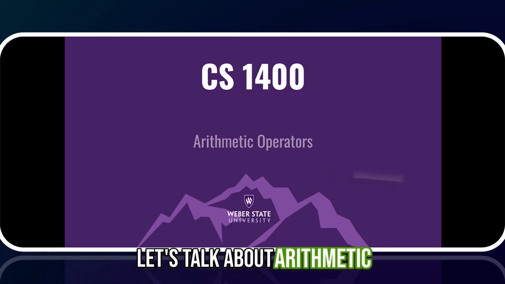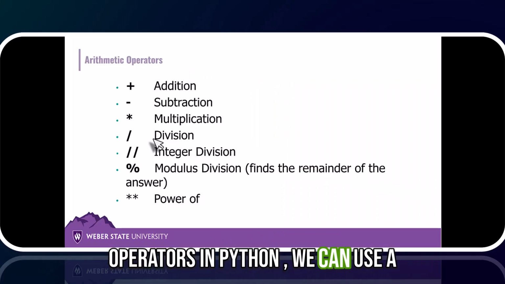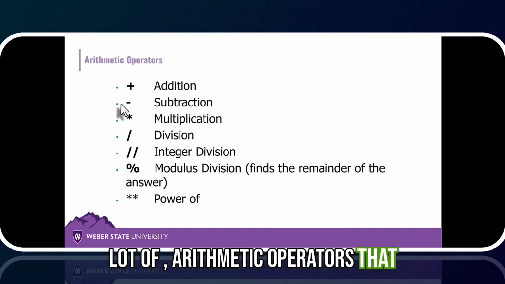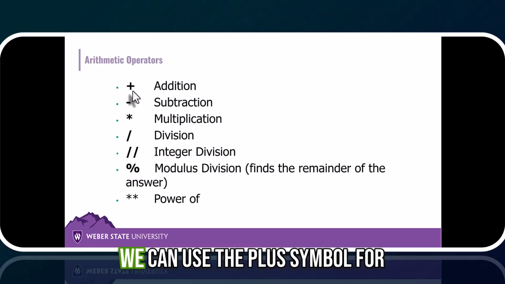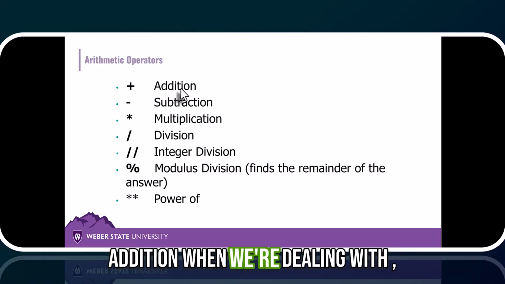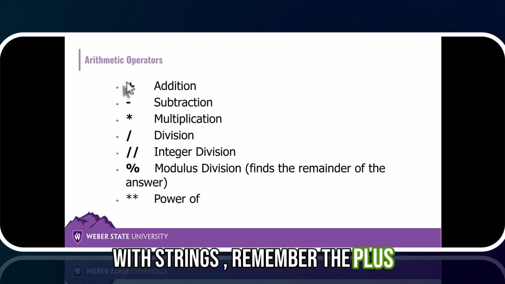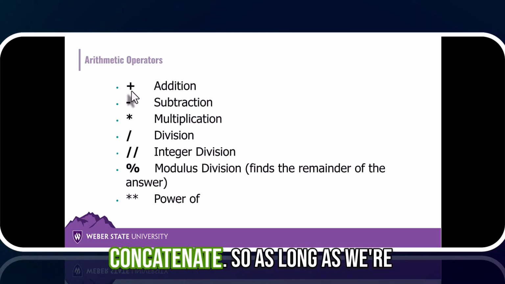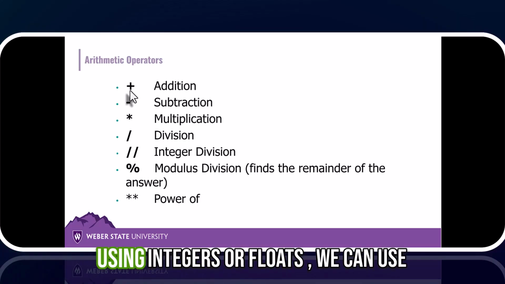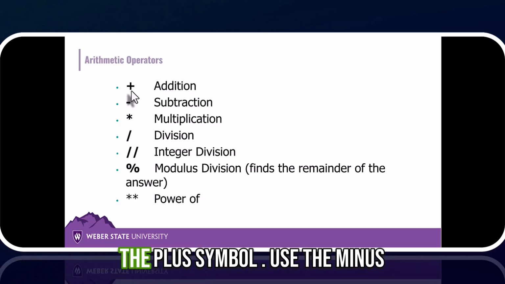Let's talk about arithmetic operators. In Python, we can use a lot of arithmetic operators that you probably are familiar with. So we can use the plus symbol for addition when we're dealing with integers. When we're doing stuff with strings, remember the plus symbol is a way for us to concatenate. So as long as we're using integers or floats, we can use the plus symbol.